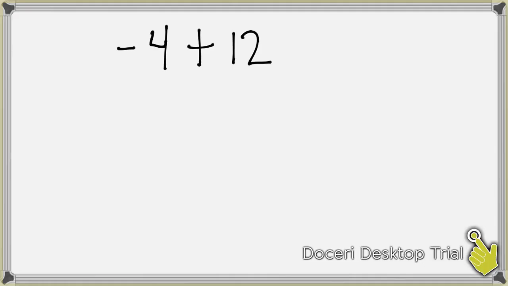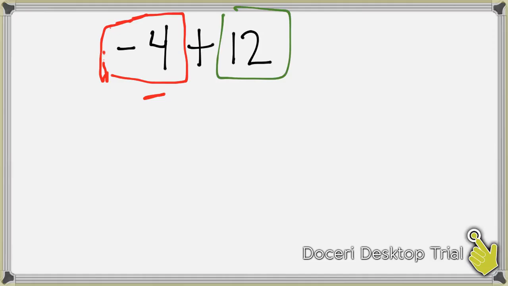All right, now that you've tried it, let's talk about it. The -4 has a negative sign in front of it, so we know it is negative. The 12, on the other hand, does not have a negative sign in front of it, so it is positive. So when they're different signs, we're going to subtract them. So we'll do the bigger number minus the smaller number. So 12 minus 4 is 8.